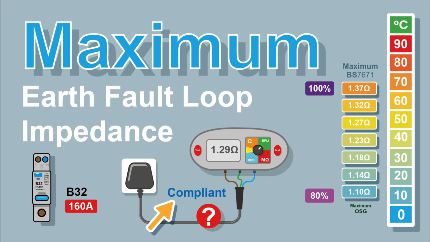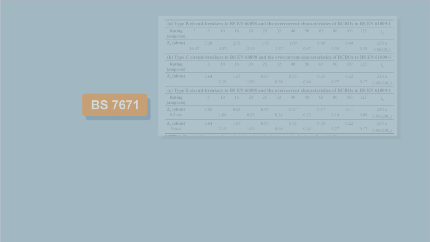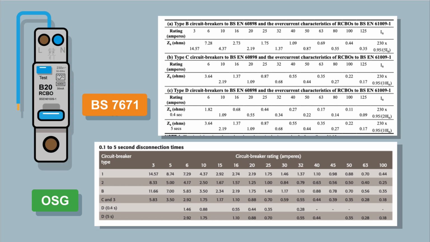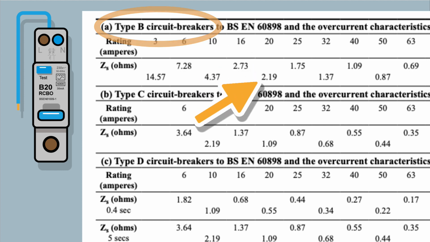Let's have a look at maximum earth fault loop impedance values and why we get different values in BS7671 and in the On-Site Guide. So here are the tables for Zs from the two publications. We're just going to concentrate on Type B circuit breakers to BS EN 60898 and 61009, your RCBOs. And for the 20 amp RCBO in 7671, the maximum earth fault loop impedance is 2.19.